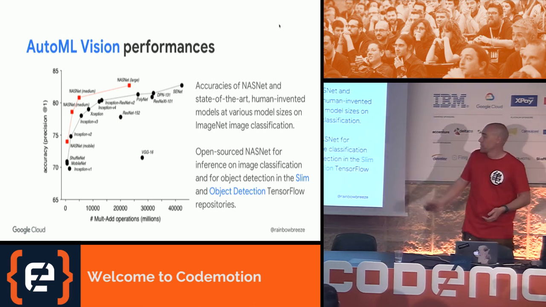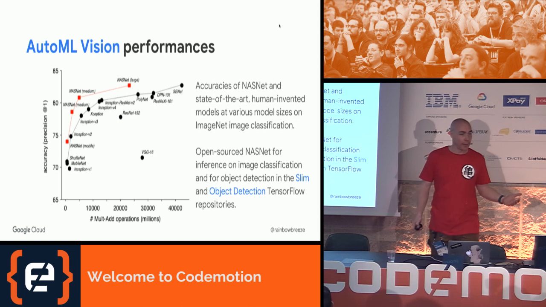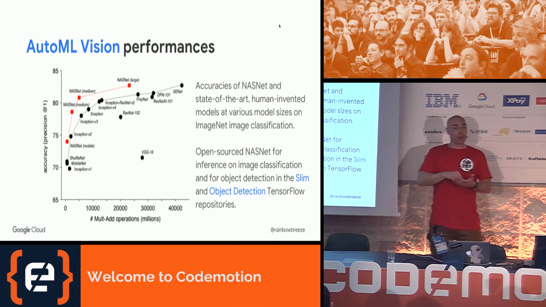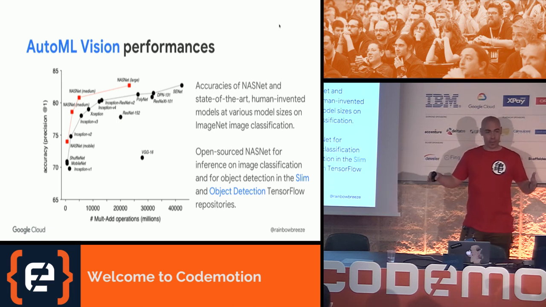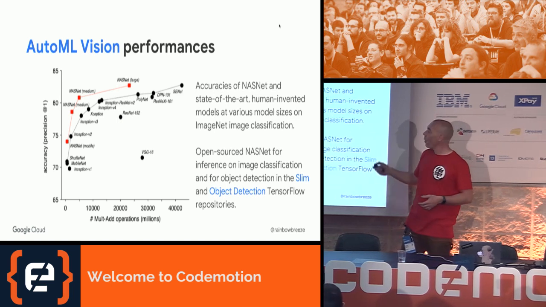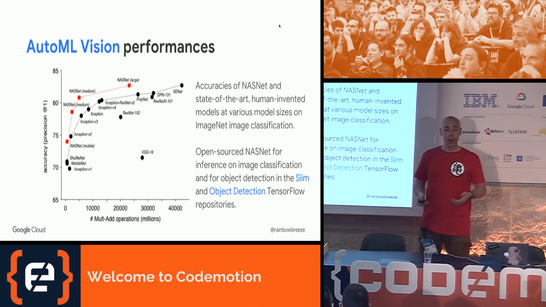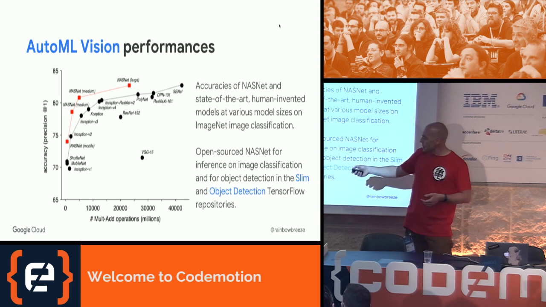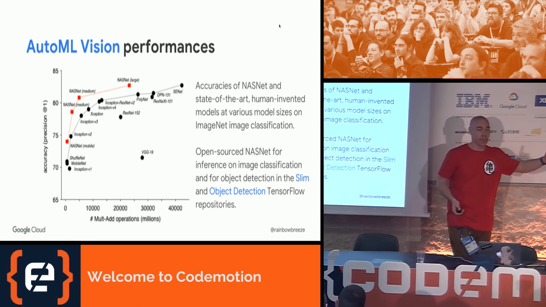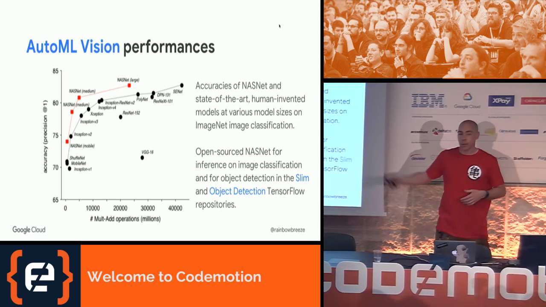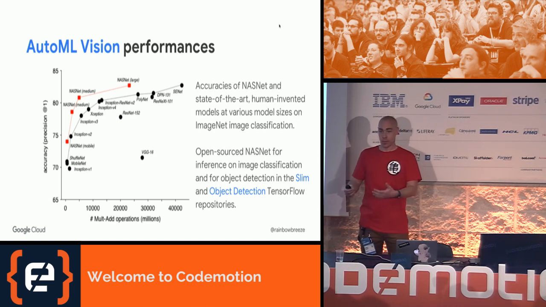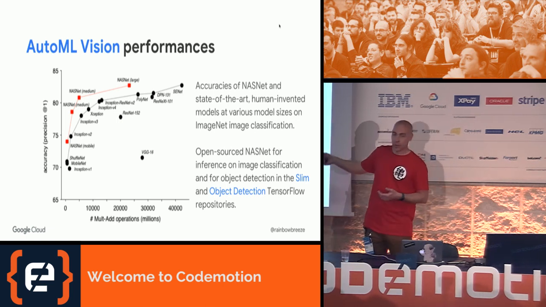You have different models. For example, these models here generally run on mobile devices, this one on a different kind of hardware. Applying AutoML Vision to the ImageNet database created a new kind of model that outperformed all the previous human-created models, both in terms of accuracy and in terms of operations. So the black line here is what humans have done. The red line here is what a machine learning algorithm has done. So as you can see, there were several improvements.